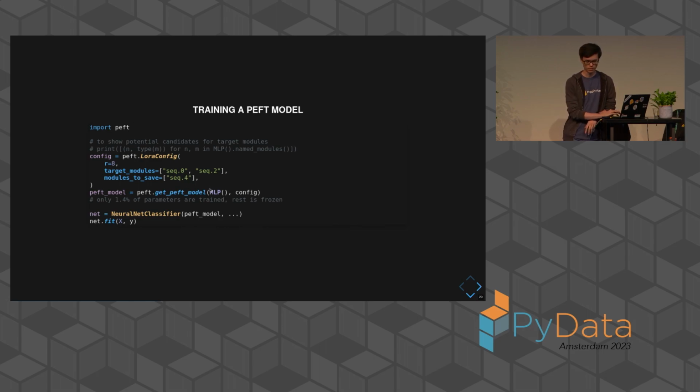And once you have the config, we just pass it to the get PEFT model function with the MLP. And what we get at the end is, yet again, a PyTorch module. So we can put it into the NeuralNetClassifier and fit it, and it will just work. And by the way, in this case, we will only train 1.4% of all the parameters of the model. So the rest is frozen. And this is why it's efficient, because we don't have to calculate the gradients on all of those parameters. We only train a small part of the whole model.